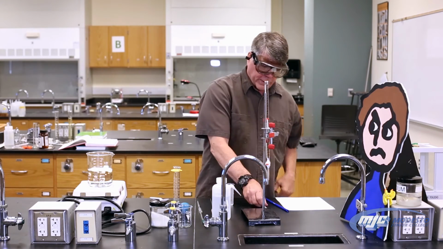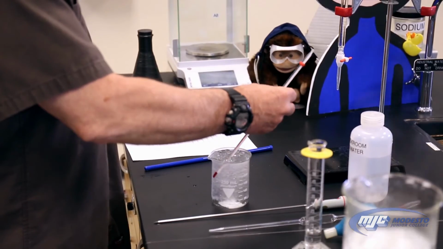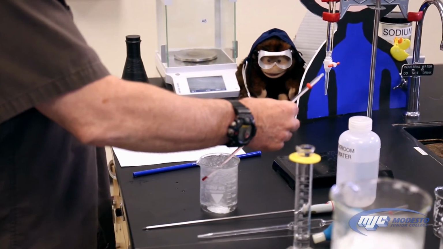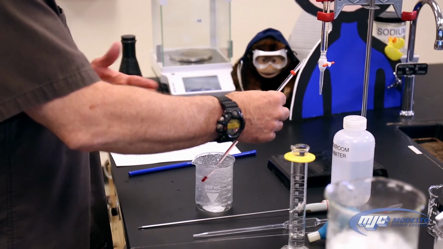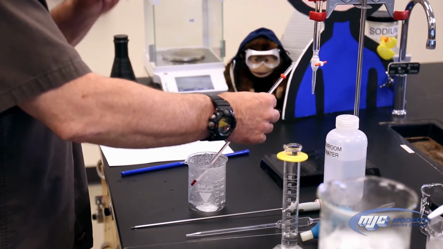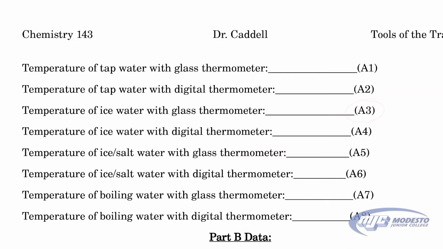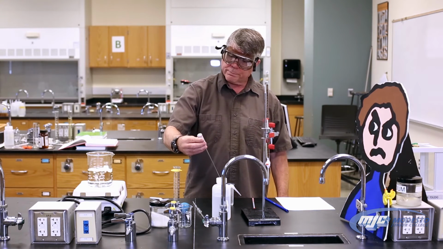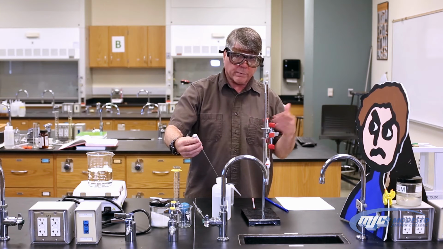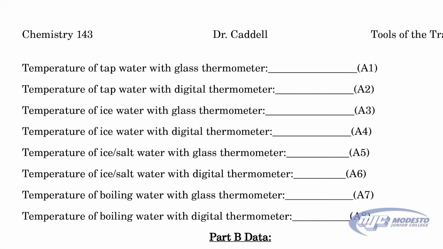So just like we did with regular tap water, use the glass thermometer and record that temperature. This should be somewhere around 0, probably won't be exactly 0.0, but record whatever we read, one place past the decimal, and that's going to be A3. Likewise, with the digital thermometer, put it in there, hold it on the plastic part, give it a minute to equilibrate. One place past the decimal, that's going to be your A4.